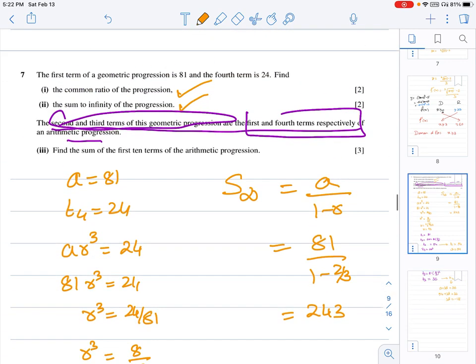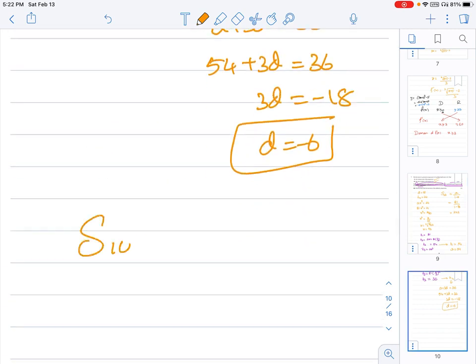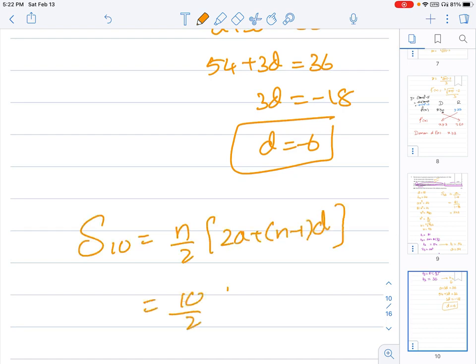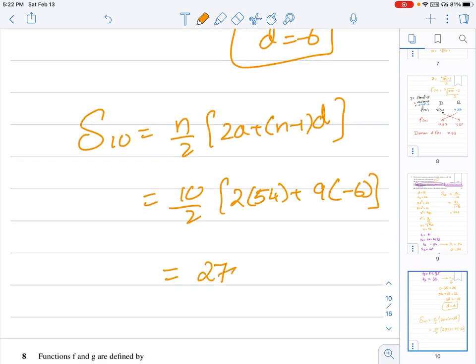What is being asked? Find the sum to 10 terms, S10. n upon 2 times 2a plus n minus 1 times d. So 10 upon 2 times 2a, which we got as 54, n minus 1 is 9, times d which is negative 6. Simplify this, 270.